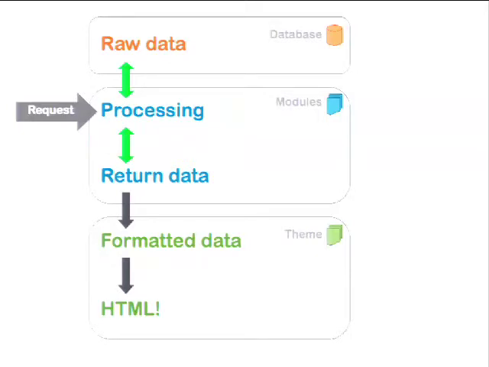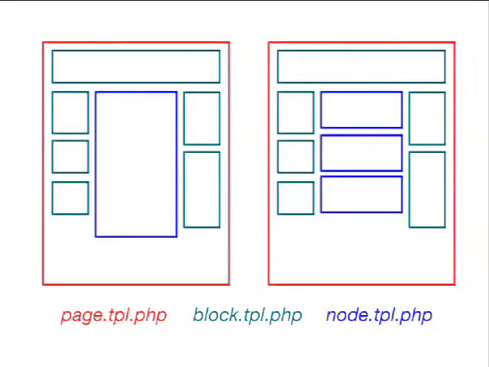How we see this is often a one-way street, is that there's the processing that happens. We have some return data that has been formatted by the modules, and then it's sent to the theme layer to become HTML. And we're most familiar with this in the form of templates, in that we have several templates that make up a web page in Drupal. The word page is actually a really bad word because it means like 10 different things in Drupal when we say it's a page or it's a form or it's something else.